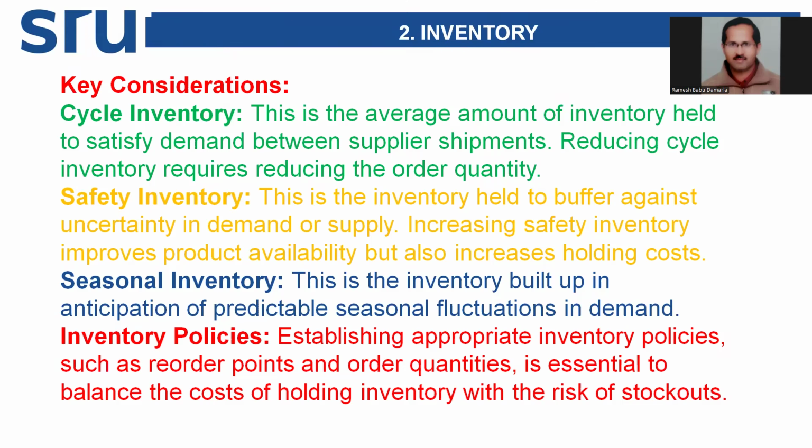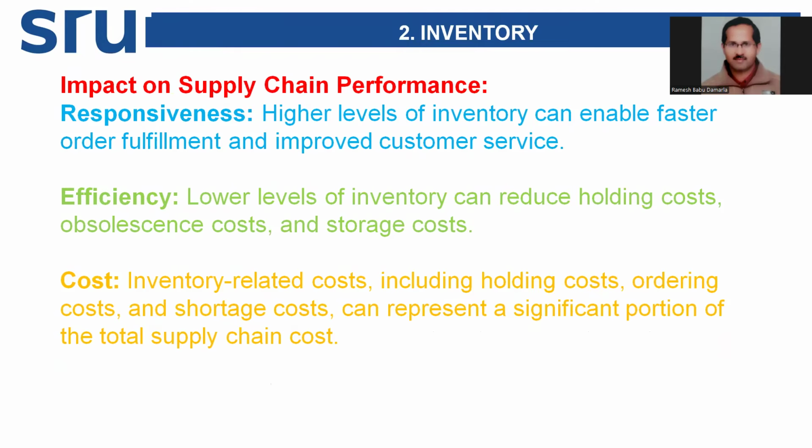Or maybe festival seasonal inventory also, like Deepavali in India, certain kinds of products are more sold, like Diwali crackers and other Diwali related gifts. So more inventory is maintained by the dealers. So inventory policies. Establishing appropriate inventory policies such as reorder points and order quantities is essential to balance the costs of holding inventory with the risk of stock out. With inventory, we always need to see there should not be stock out, there should not be extra cost of holding. Nowadays, AI-based systems are available to predict the proper forecast of the demand.